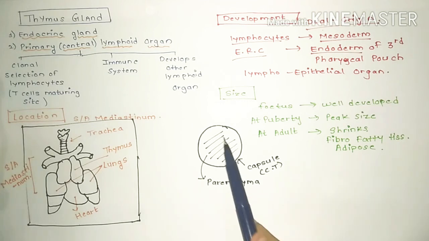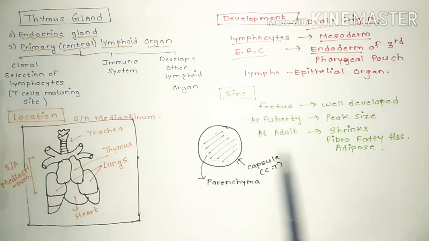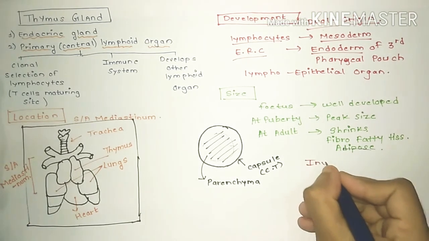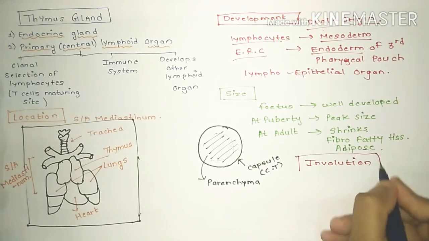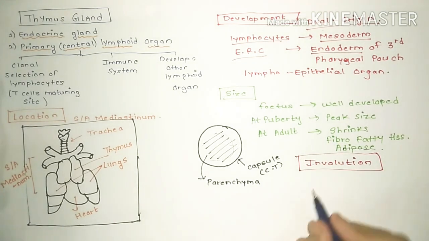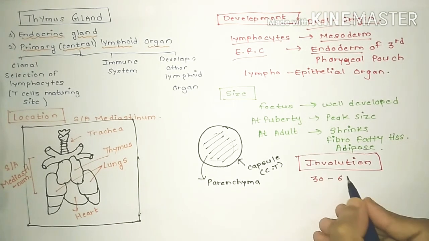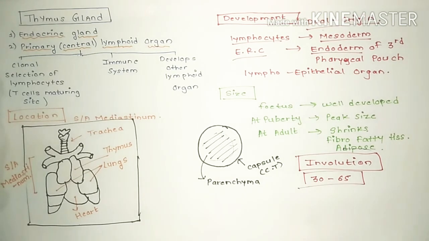So this parenchyma gets replaced by the adipose, and this process is known as involution. And this process occurs in the age of 30 to 65, where the thymus decreases in size and becomes less functional.